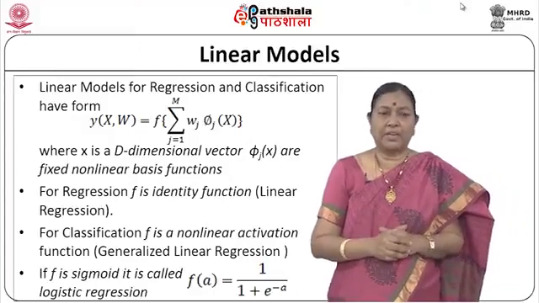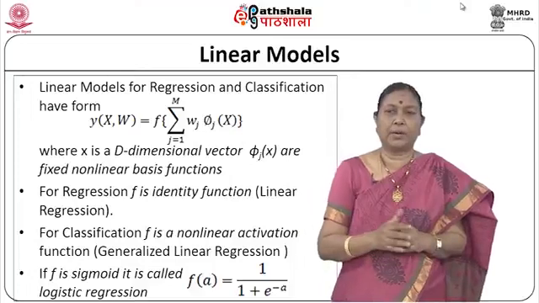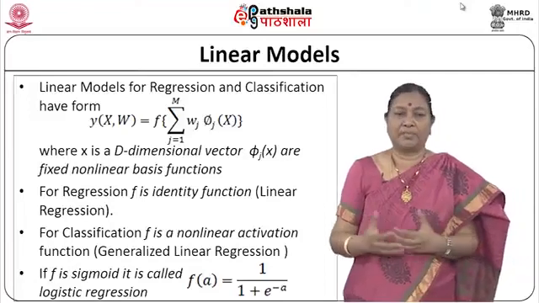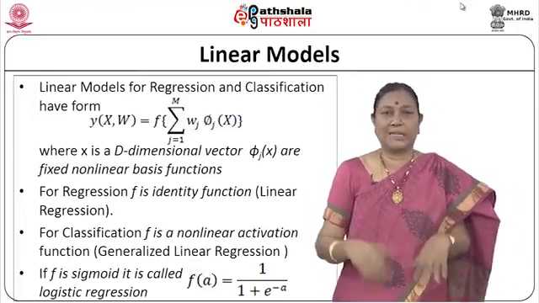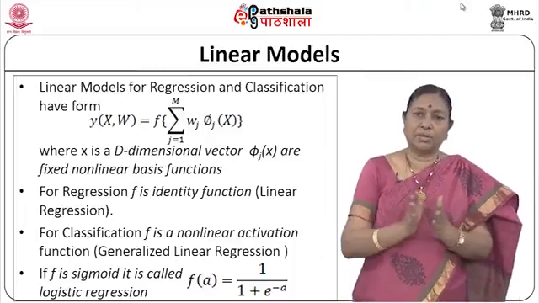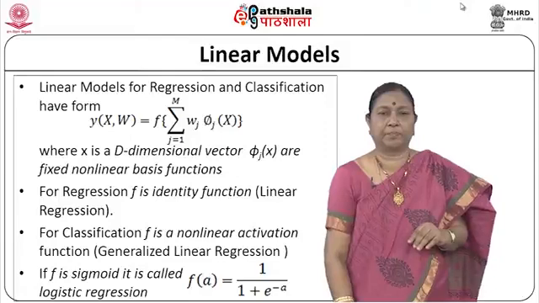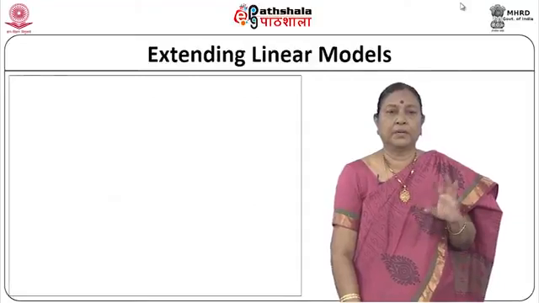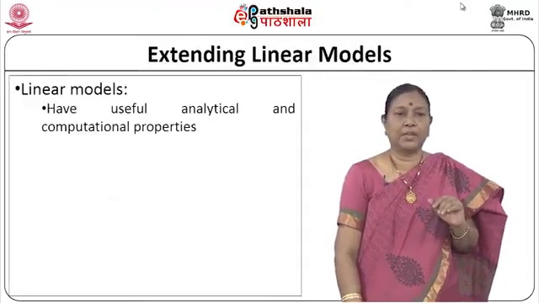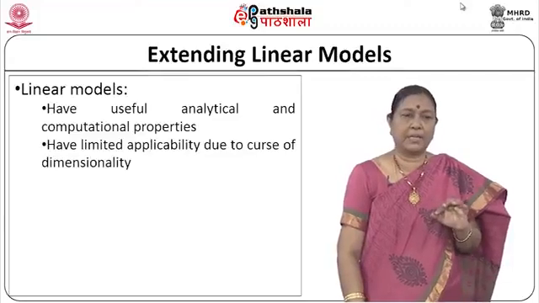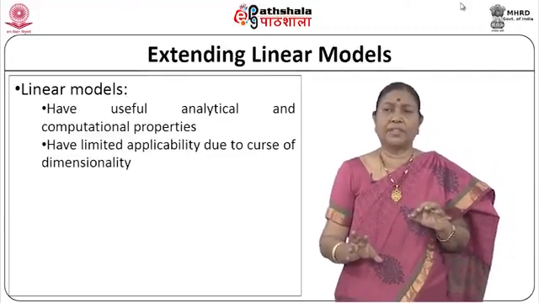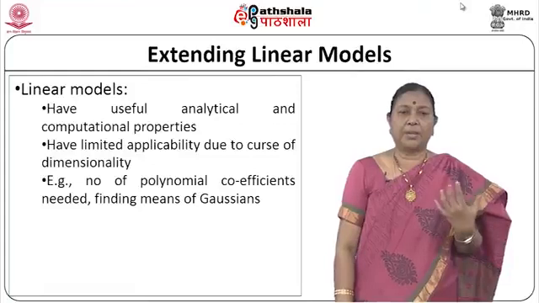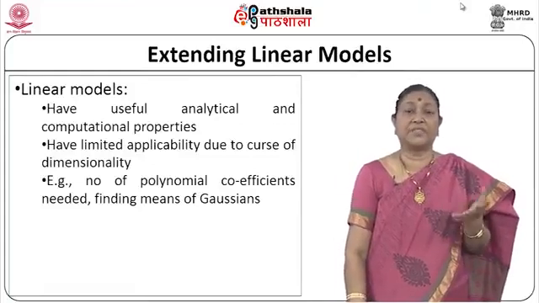If f is a sigmoid, it is called logistic regression. So f(alpha) = 1 / (1 + e^(-alpha)). We have seen this type of sigmoid being used in a lot of places, and if that is used, then this regression is called logistic regression. So these are the linear models, you use linear models for both regression and classification. The difference lies in the type of activation function that you use. Now, how do you extend these linear models? Linear models have useful analytical and computational properties, but have limited applicability because of the curse of dimensionality. As the number of dimensions increases, linear models do not work very well. The number of polynomial coefficients needed for finding the means of Gaussians, for example, is very high.